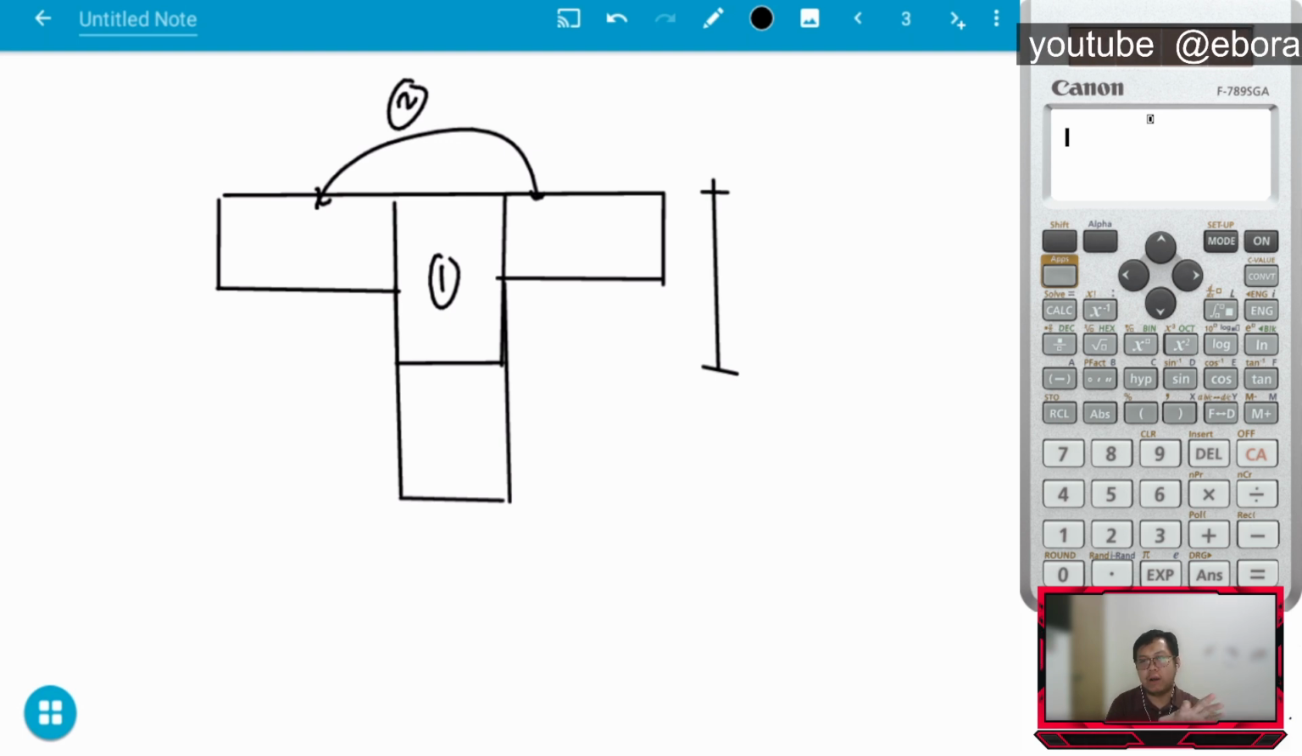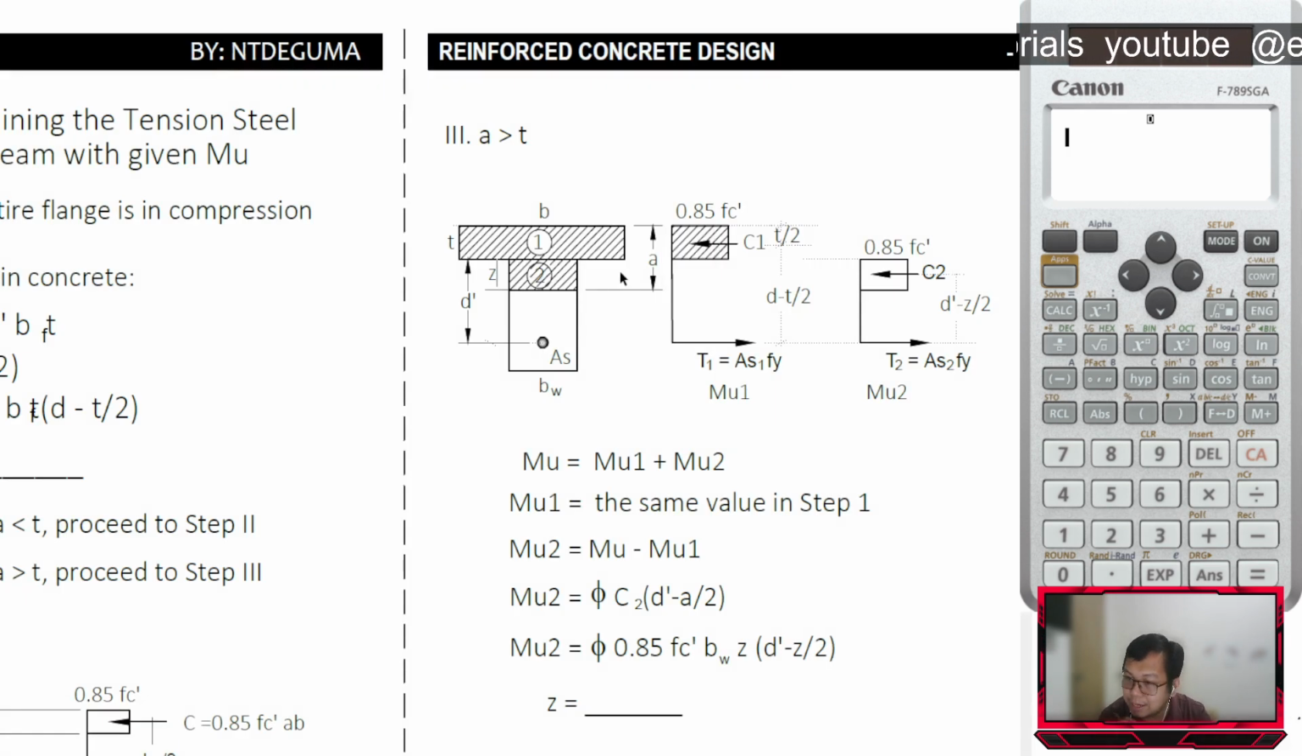Now, you might say, sir, di ba tatlo ang areas na yan? Yes, tatlo yung area, but you can actually merge the two areas, yung dalawa, kasi they have the same centroid. Ang idea kasi natin is, kaya we divided this one into composite areas of rectangle, kasi alam natin yung centroid ng rectangle. Ang centroid kasi ng T, hindi natin alam. So, we cannot directly make the moment equation, yung Mu, d minus a over 2. So, since hindi natin alam yung centroid, mas maganda na i-divide natin to by parts, wherein alam natin ang centroid, which is, it's either ganyan or ganito. Anyway, don't worry, same pa din yung solution na makukuha nyo.